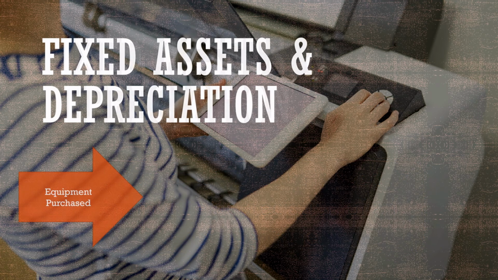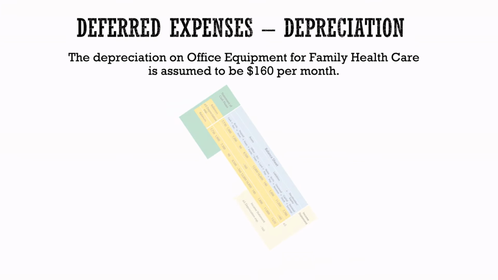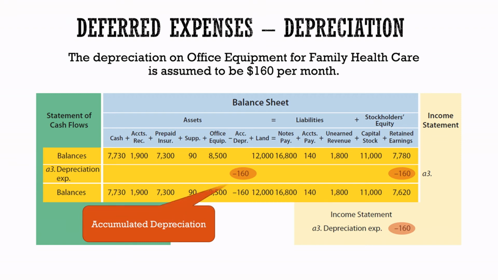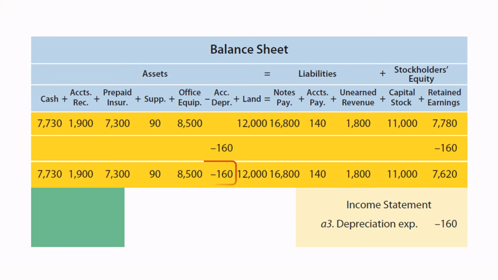The cost of the equipment is a type of deferred expense that is recognized as an expense over the fixed asset's useful life. The cost of the fixed asset less the balance of its accumulated depreciation is called the asset's book value or carrying value. In our example, the monthly depreciation expense is $160. Depreciation is recorded by entering a negative $160 in the accumulated depreciation column and the retained earnings column. Depreciation expense is also reported under the income statement column as negative $160. It is not reported under the statement of cash flows column, as this record does not involve cash.